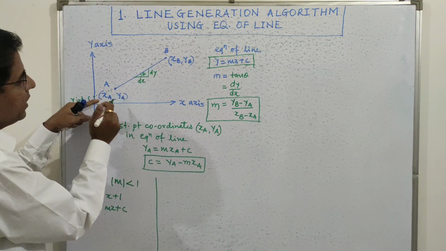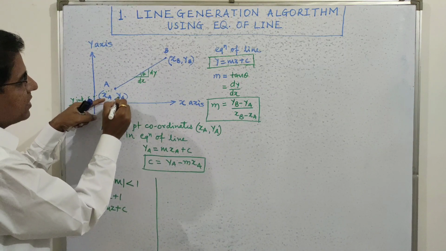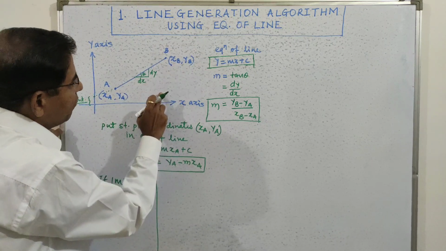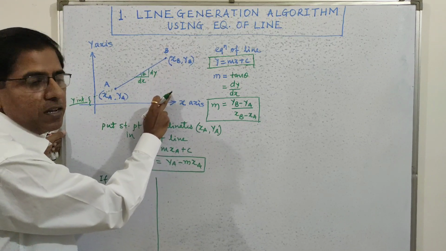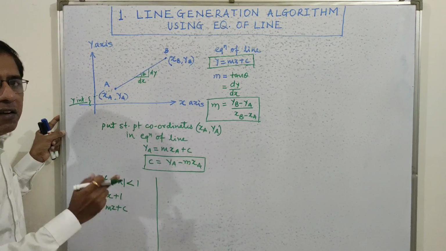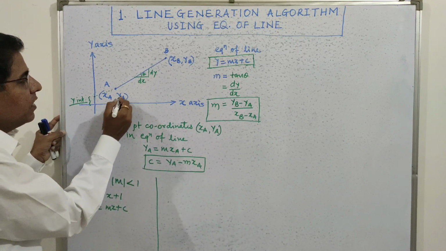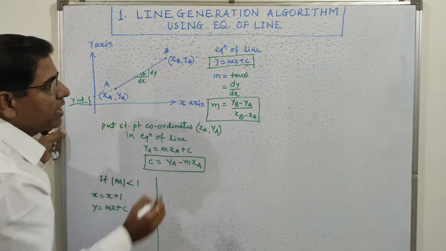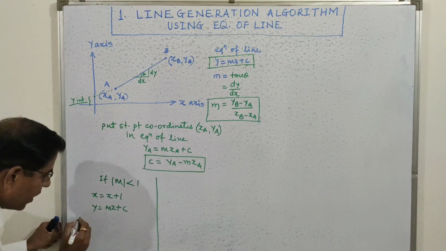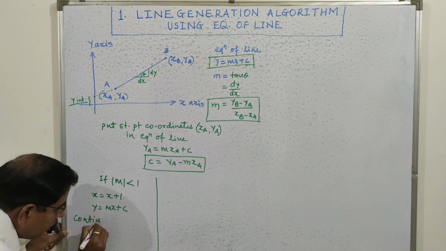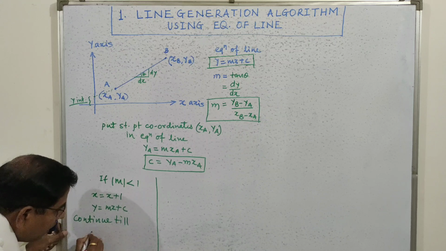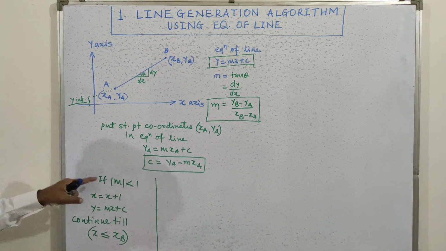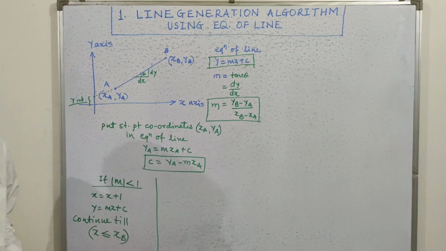So we keep on incrementing the value of x by 1 in every iteration, adding 1 unit each time, and we continue the increment till the value of x becomes xb. So continue till x is less than or equal to xb. So this is for slope less than 1.